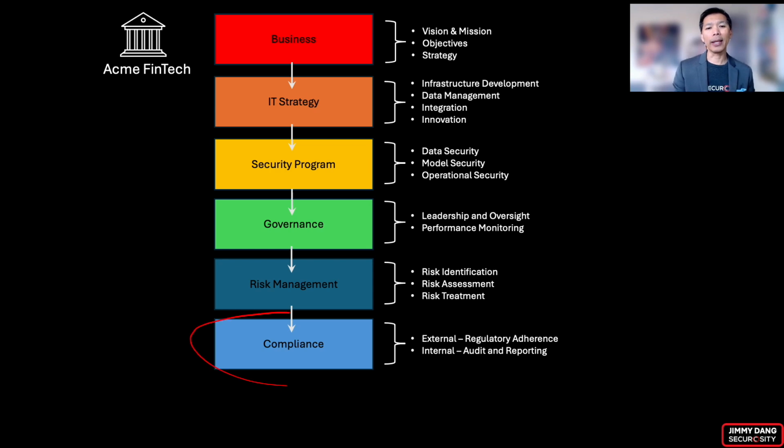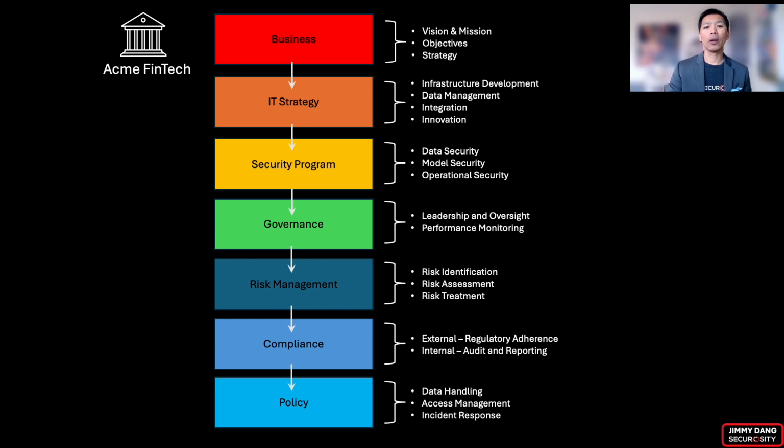Next, compliance. As we mentioned earlier, compliance with regulatory requirements and industry standards is essential to avoid any legal penalties and maintain customer trust. Our compliance efforts include regulatory adherence, ensuring our AI solutions meet all legal requirements, protecting both our organization and our customers. Next, audit and reporting, conducting regular compliance audits and reporting findings to relevant stakeholders to maintain transparency and accountability.